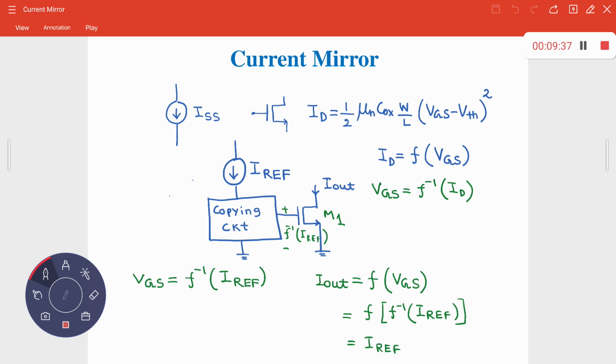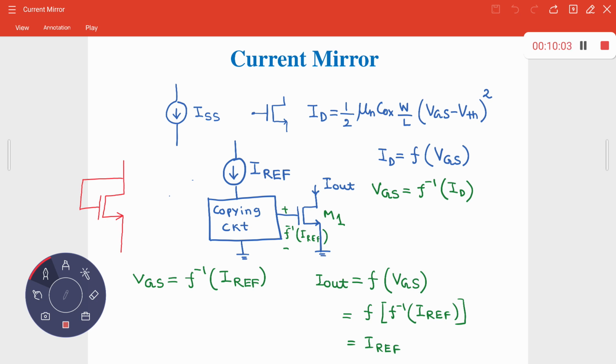Yes, if you short the gate and drain, that's a diode connected model. For example, this is the MOS, and if gate and drain are shorted, that means gate source and drain source voltages are equal for an NMOS device. How can you ensure that the device is in the saturation?